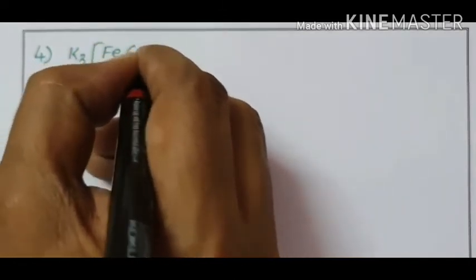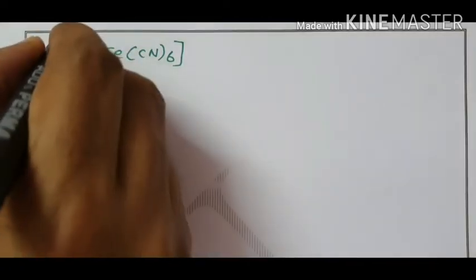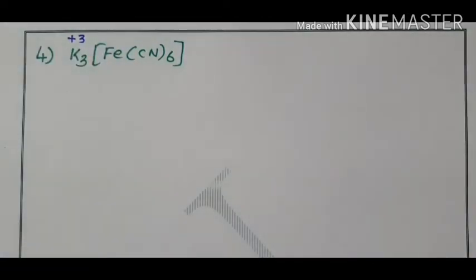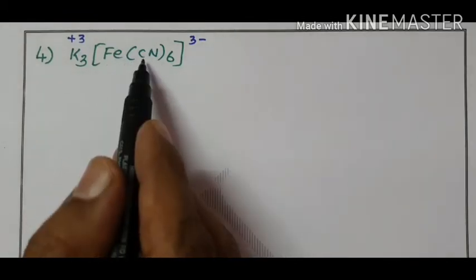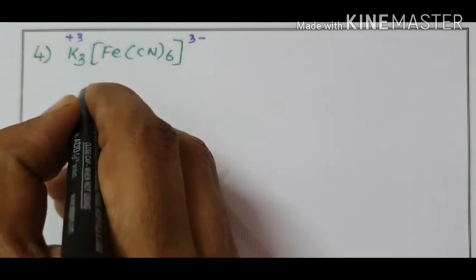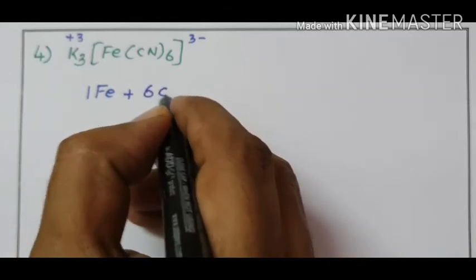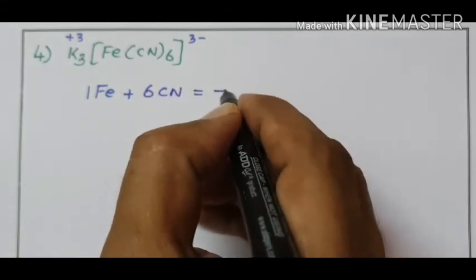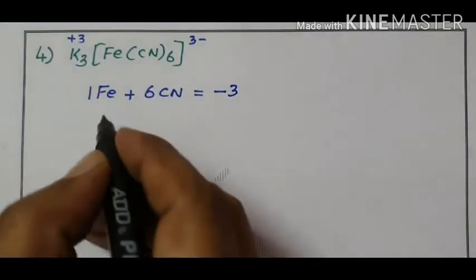The fourth complex is K3[Fe(CN)6]. 1 potassium 1 plus, 3 potassium 3 plus. Therefore, charge on the coordination sphere is 3 minus. As usual, separate the central metal ion and the ligand. We have 1 Fe plus how many CN? 6 CN equal to minus 3.